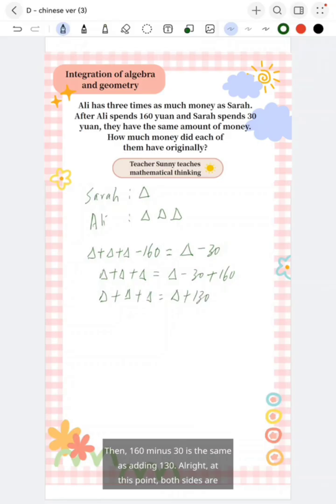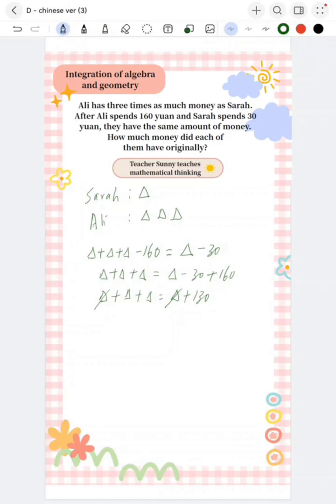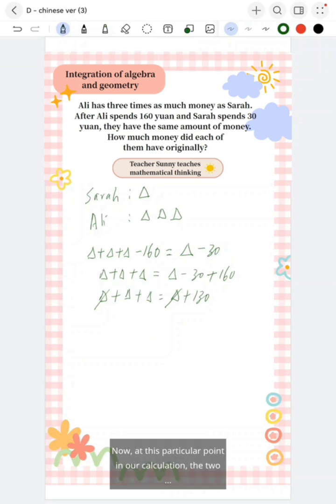Alright, at this point, both sides of the equation are perfectly balanced. The difference between them remains completely unchanged, so it is still the same. Now, at this point in our calculation, the two triangles equal a total of 130.